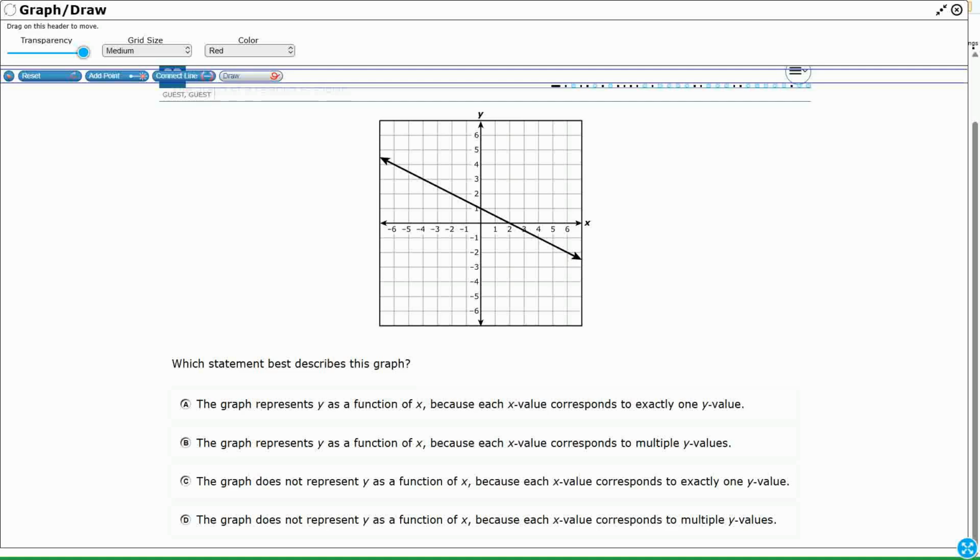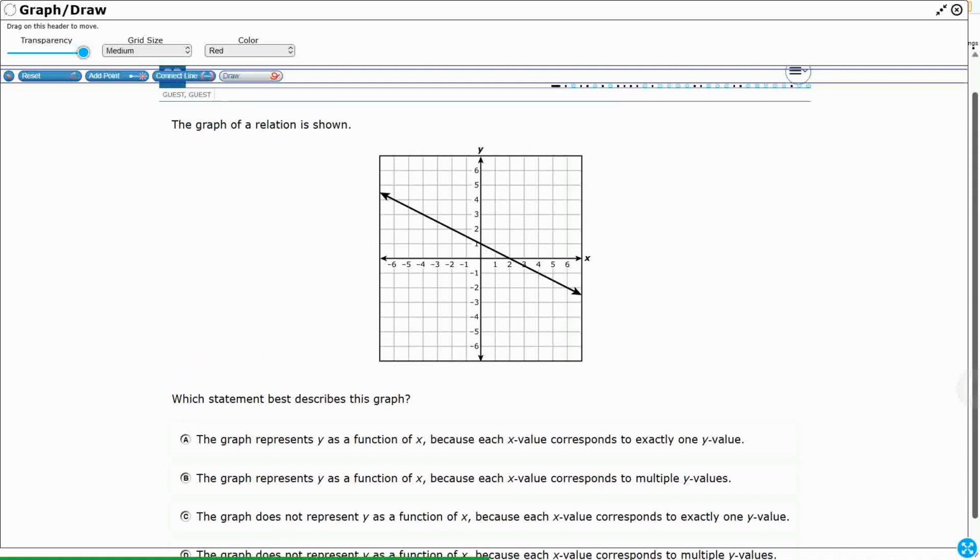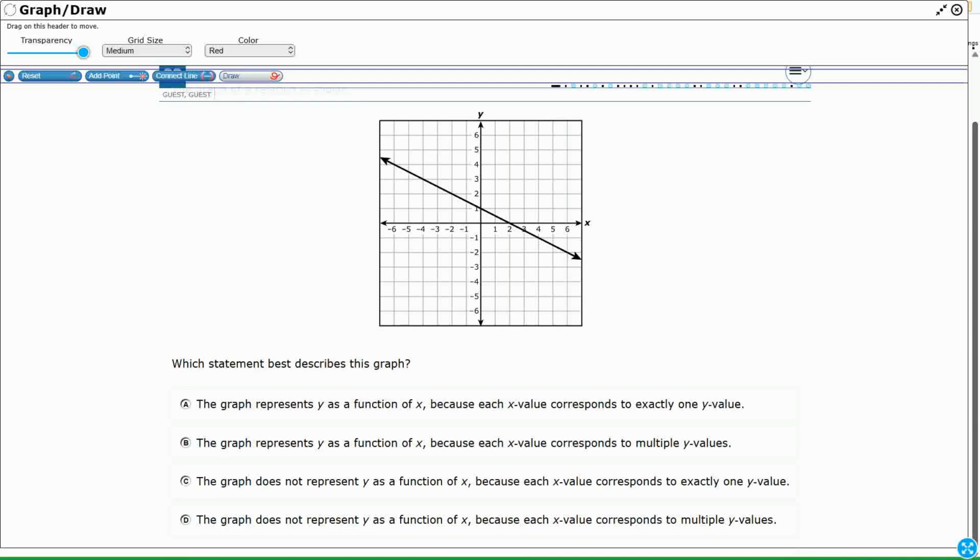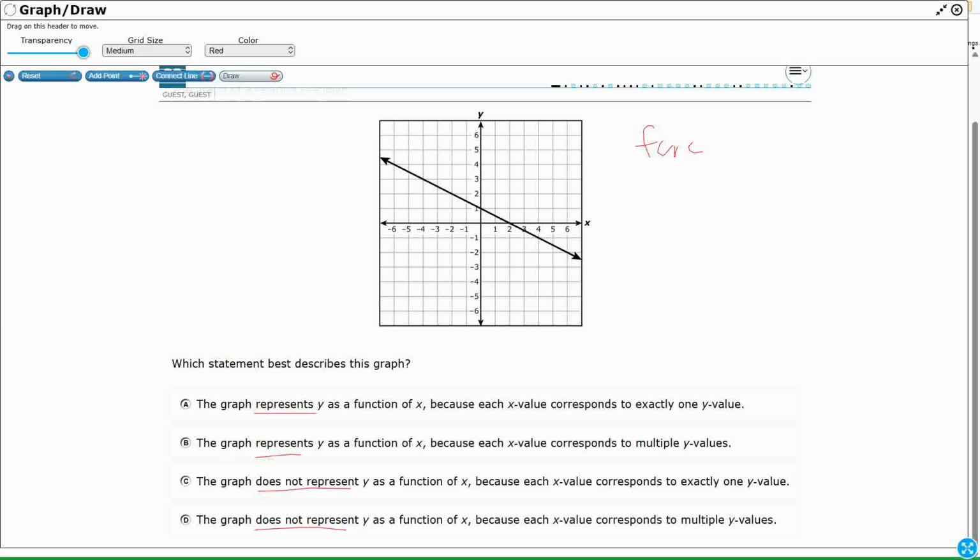All right, so we have a graph of a straight line. They're calling it a relation. The question is, is it a function? Because if we're looking at our answer choices here, this straight line either does represent y as a function of x or does not represent y as a function of x. And then if it does represent, we need to choose y. If it does not represent, we need to choose y. So we need to know what that word function means. It's that definition that is going to be most important here.